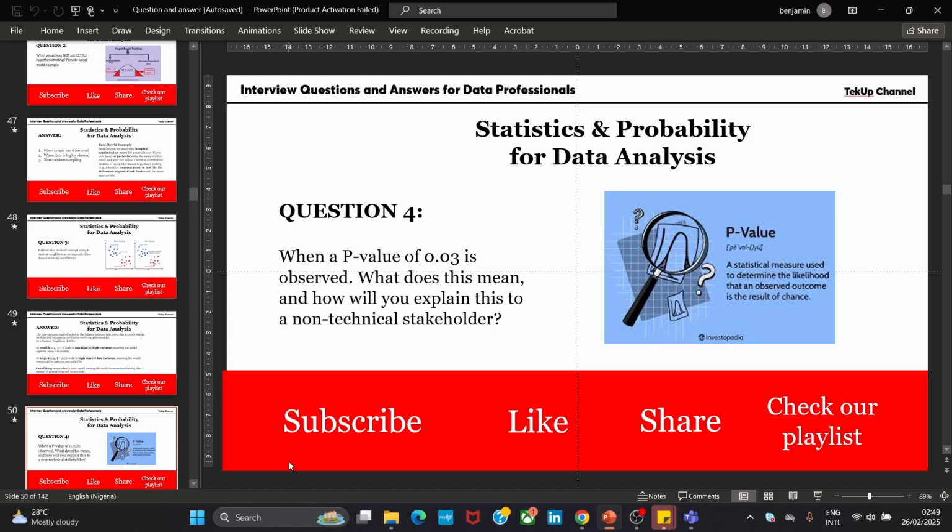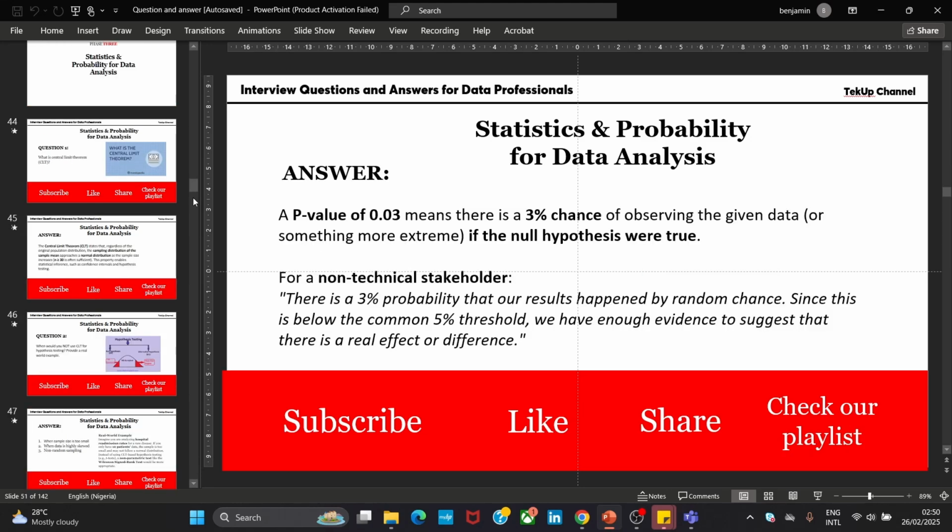Now, what does this mean? This simply means that there is only a 3% chance that the increase in sales is by chance. So, this simply means that the marketing strategy was effective in increasing sales. Now, let's go ahead and look at the answer to this question number 4.